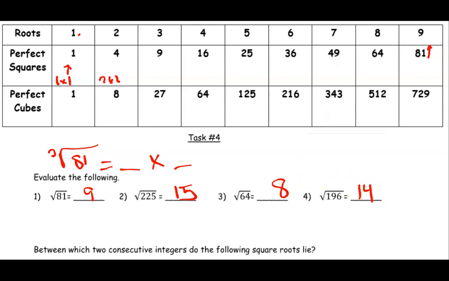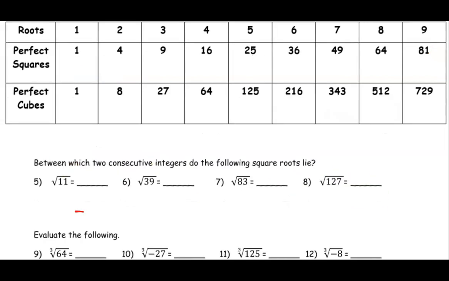Now let's move on. Question number 5. We're going to be trying to figure out between which 2 consecutive integers the following square roots lie. Alright, so we're trying to find the square root of the number 11. What I like to do is, on my chart, focus on the perfect squares and ask myself first, is the number 11 a perfect square? No, it's not 1, it's not 4, it's not 9.